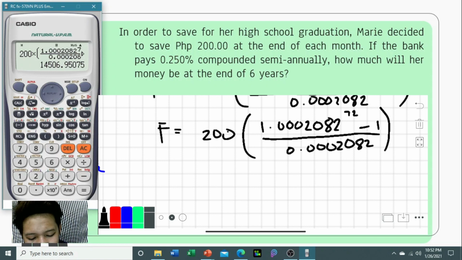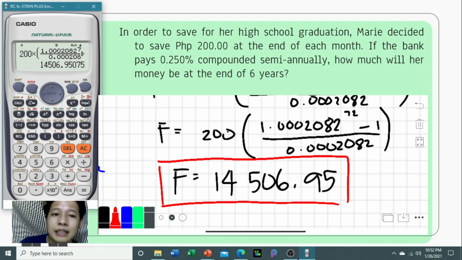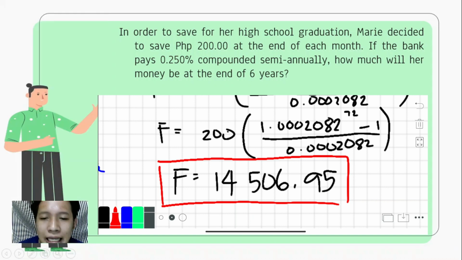Hence, the future value of the annuity would be 14,506.95. So ito po yung magiging pera niya after 6 years na nagbabayad siya ng 200 monthly na ang interest niya ay 0.25% compounded semi-annually. Okay po? And that's how we get the future value. So, yun lang po yung nadagdag sa process natin. We convert. Okay? We convert the interest period. So, let us have another example.